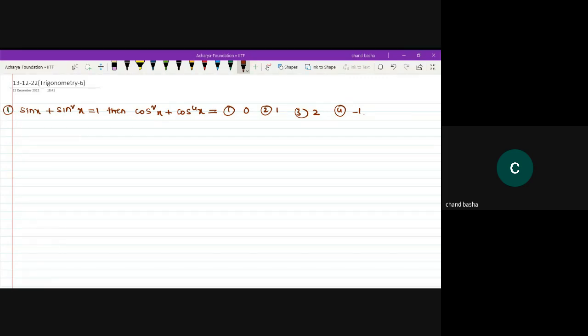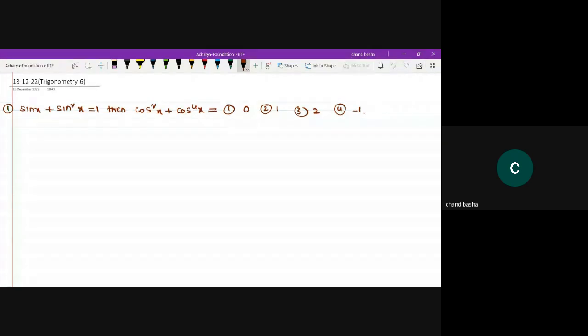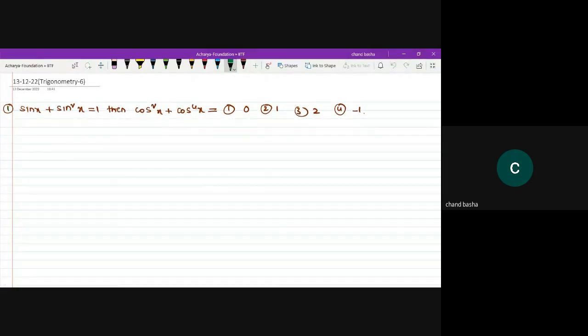First, observe whether there is any identity behind this question. Sir, sin square theta plus cos square theta is equal to 1. But if I observe the requirement, only cos square and cos power 4 will be there. So how can we convert? As she said, I can take sin x as 1 minus sin square x. This sin square x I'm taking to the right hand side. This is clearly given to you.